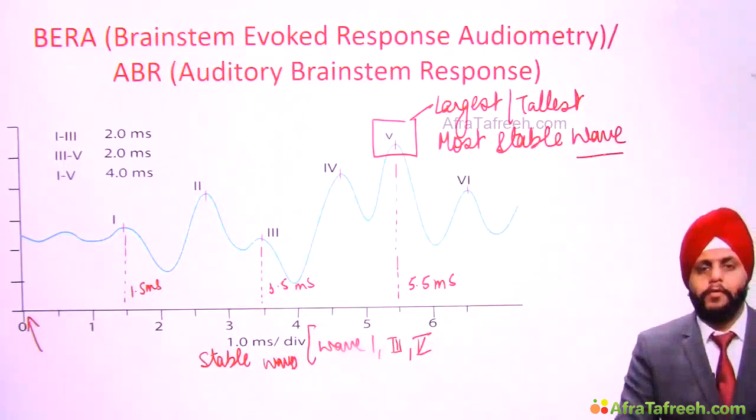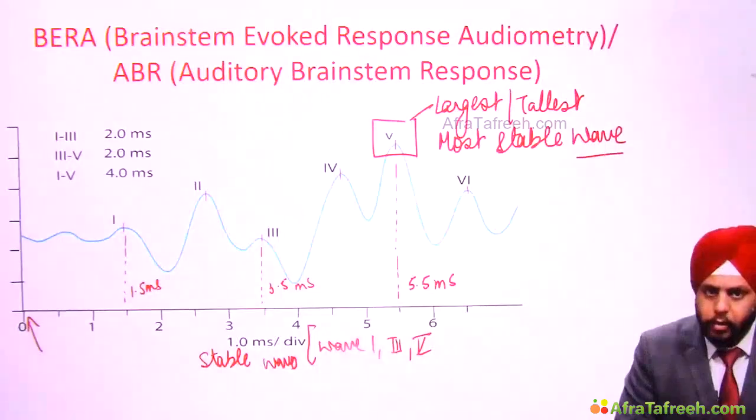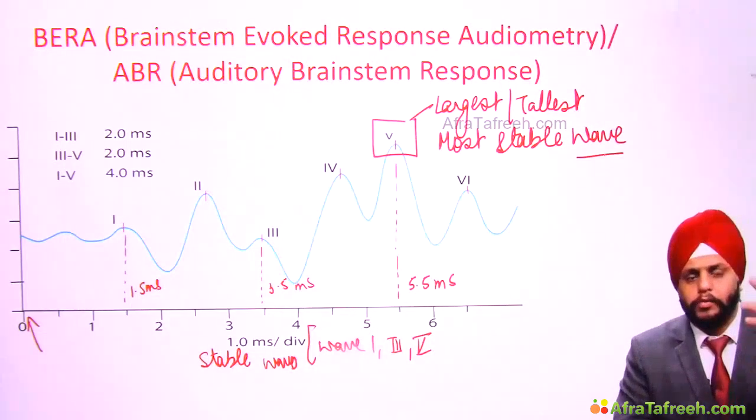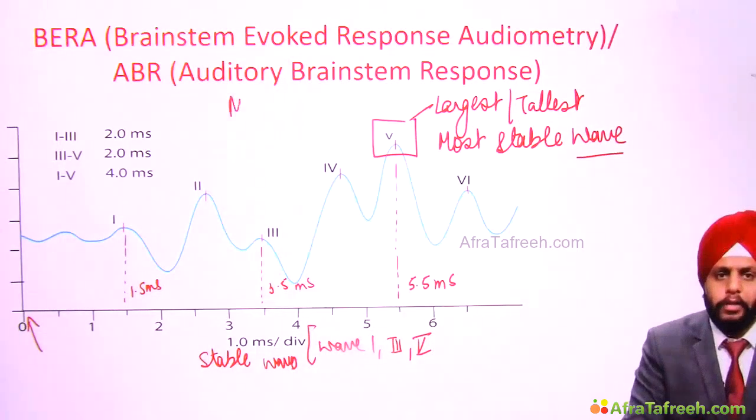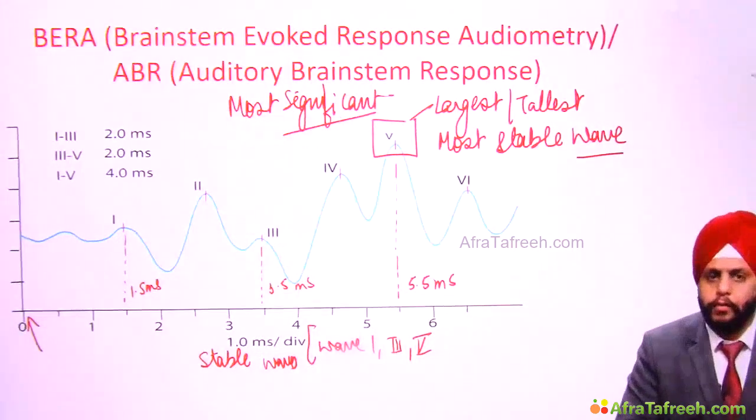The fifth wave, the largest, the tallest wave, is also the most stable wave. It is produced at 5.5 milliseconds after the stimulus. So largest, tallest, most stable, therefore this is the most significant wave for us.